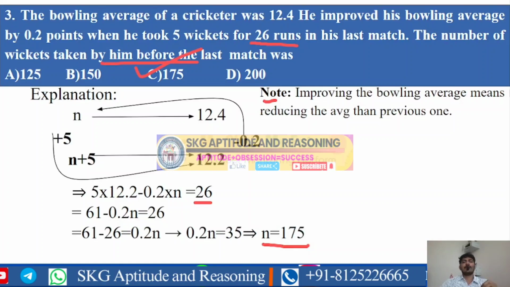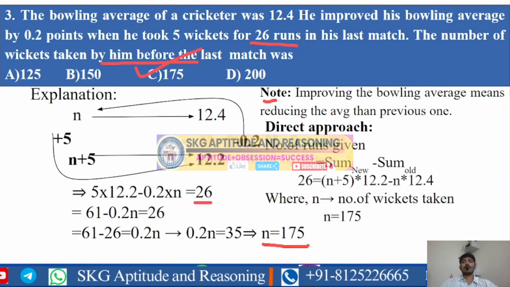Suppose some of you have not remembered this point. How do we solve this by the direct method, sir? For the direct method, we have a formula: number of runs equals new minus old. So the number of runs given in the last match, 26, equals (n plus 5) into 12.2 minus n into 12.4. If we simplify this equation, at the end we'll get n equals 175.